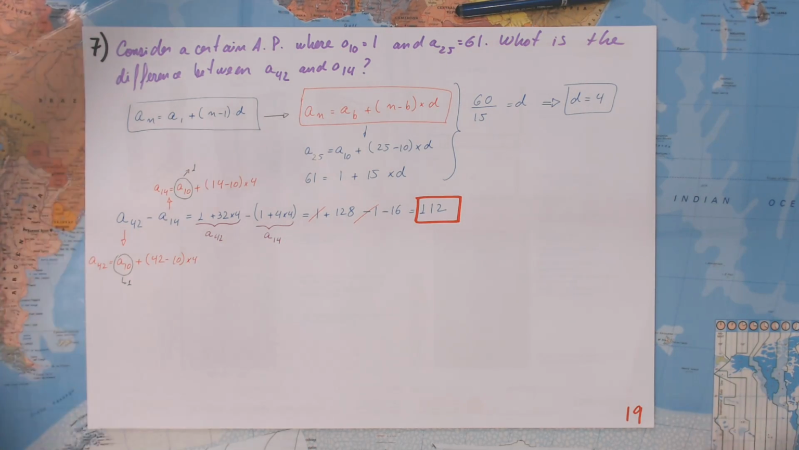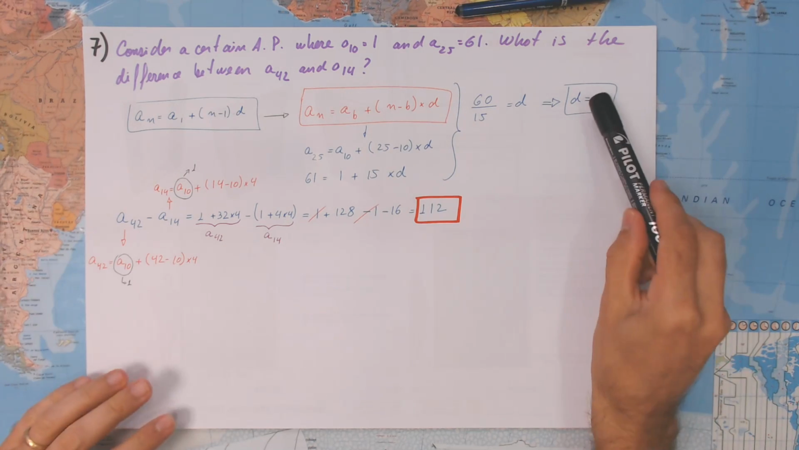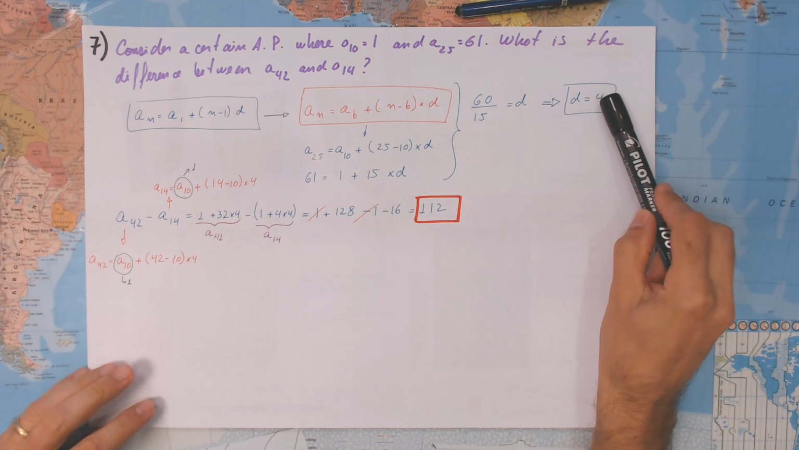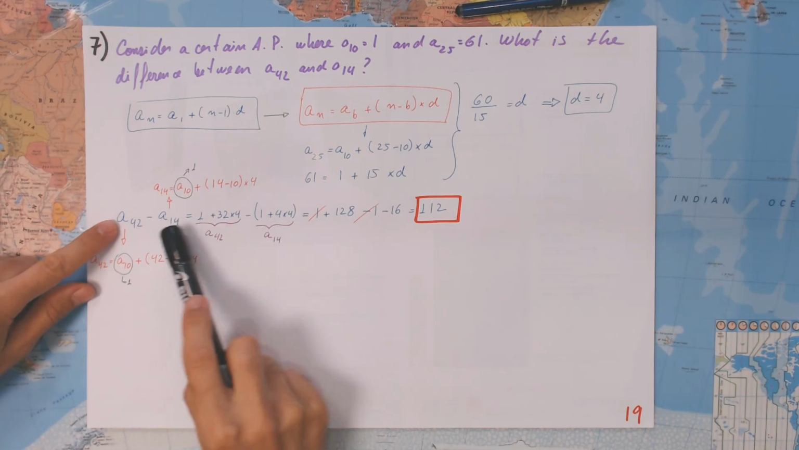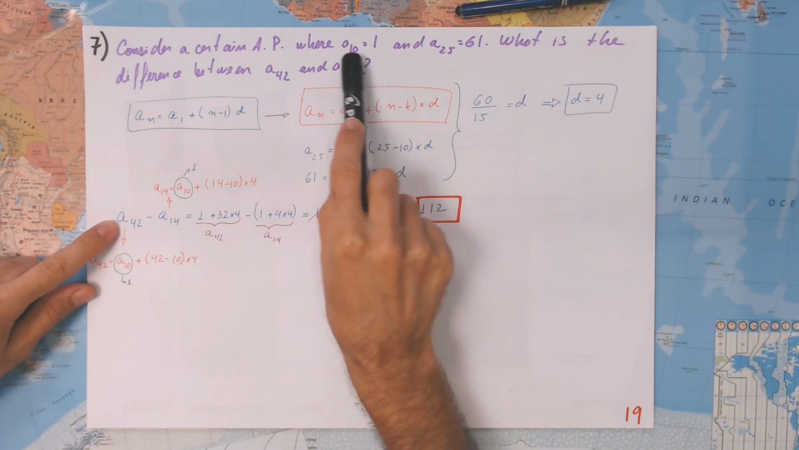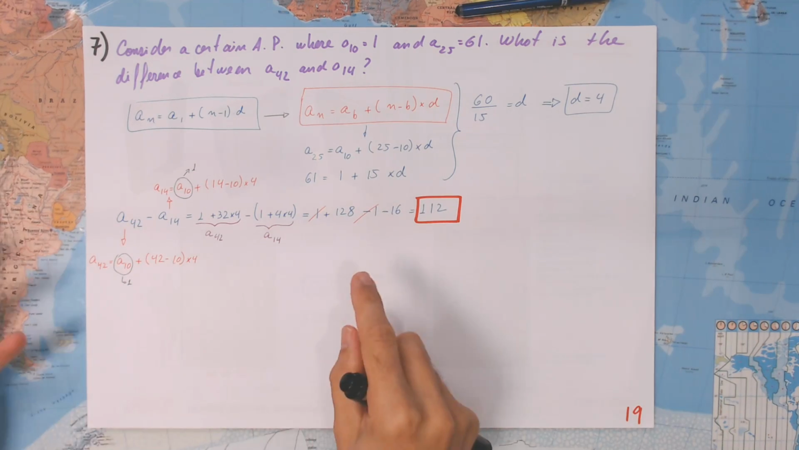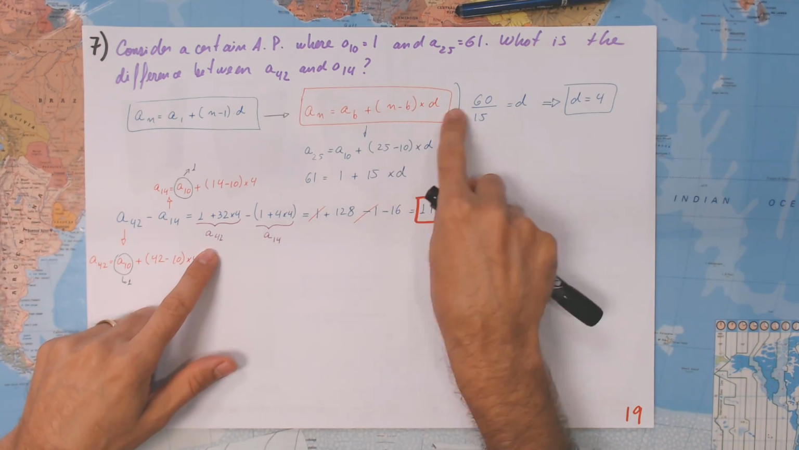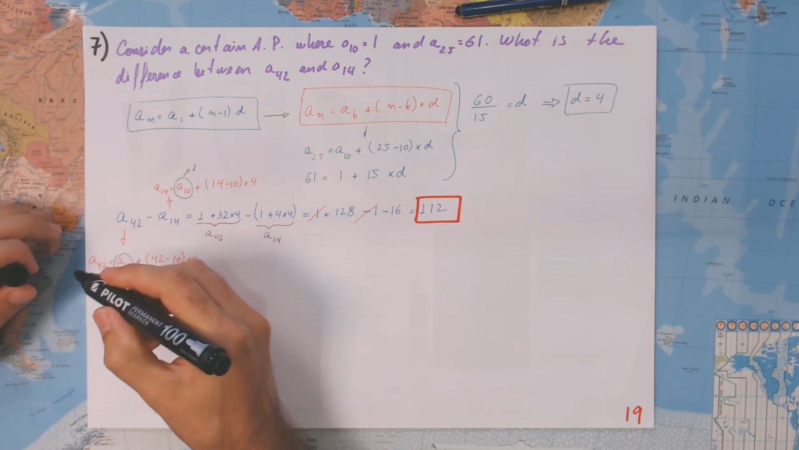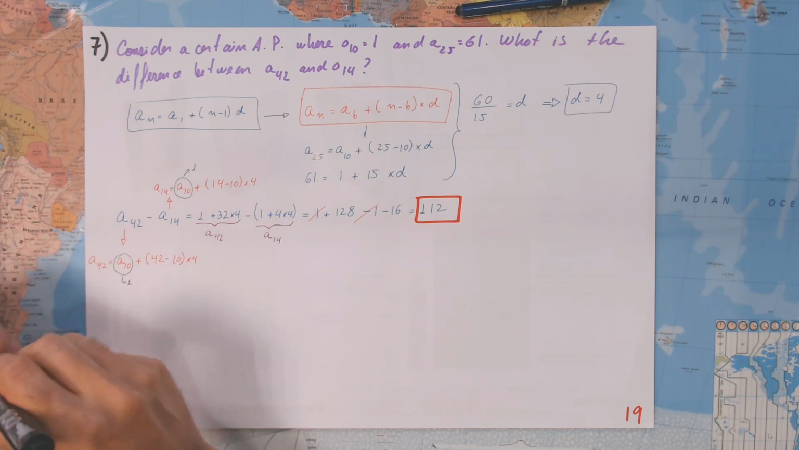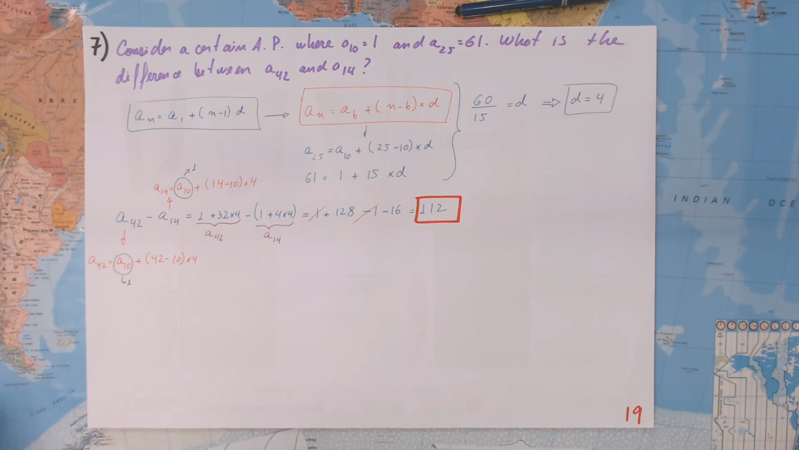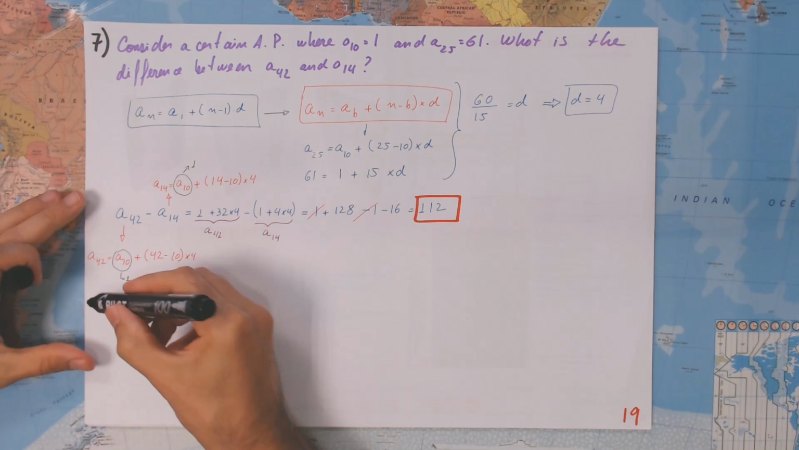Simple, okay? In the end, we just had to find the common difference and then plug in what was needed to solve it. The key thing here is that we used this equation several times. That is why I like this equation. Okay, this is the end of the exercise.